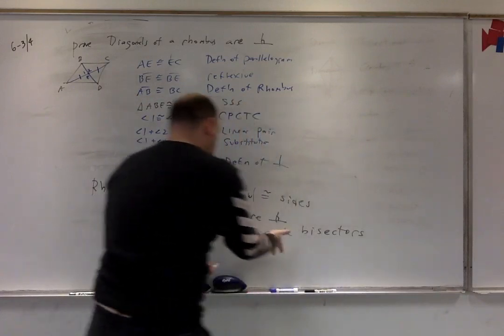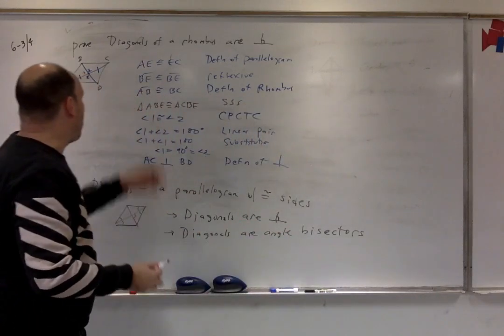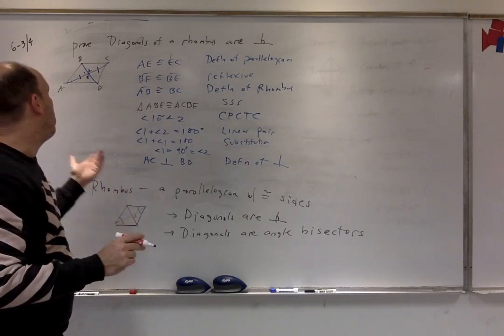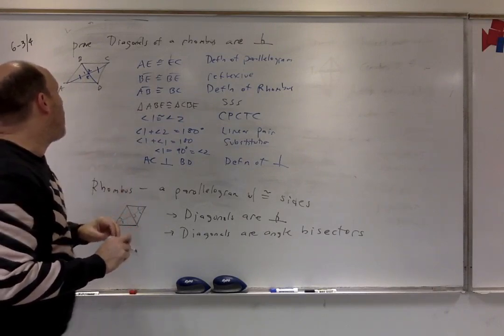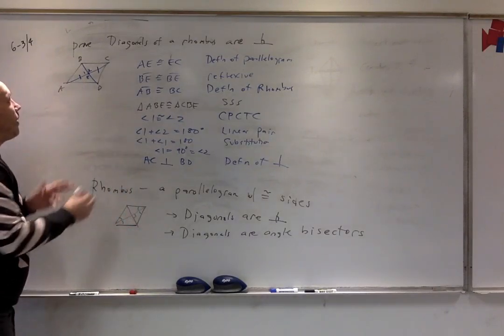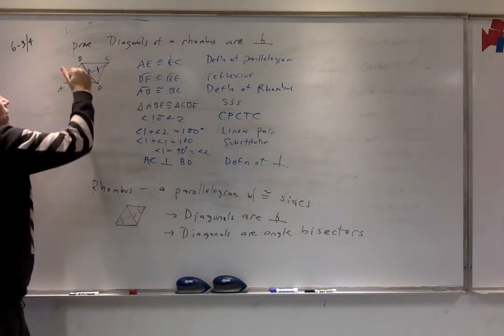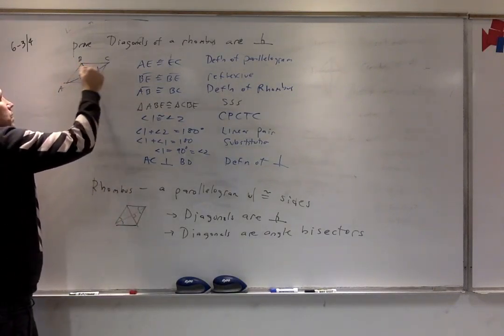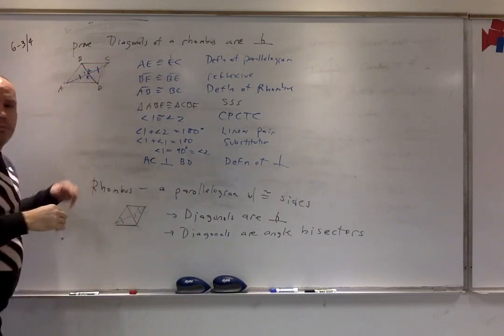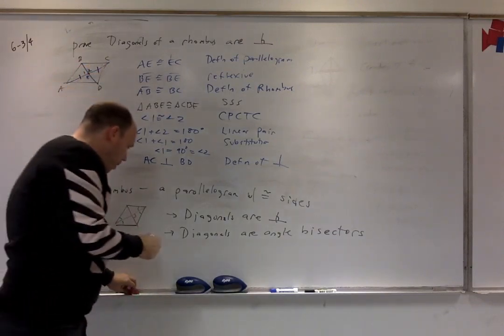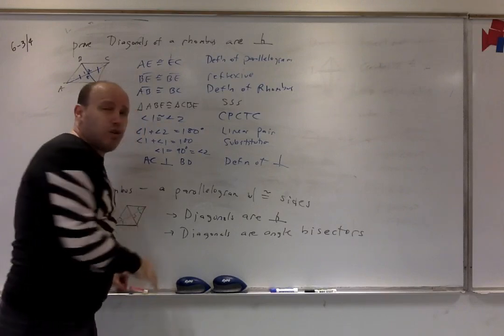You can prove that the diagonals are angle bisectors on your own. I mean, you could technically say all four of these triangles are congruent. Therefore, this angle is congruent to this, and this is congruent to that. That's one. But that's the idea. Now you can use that.